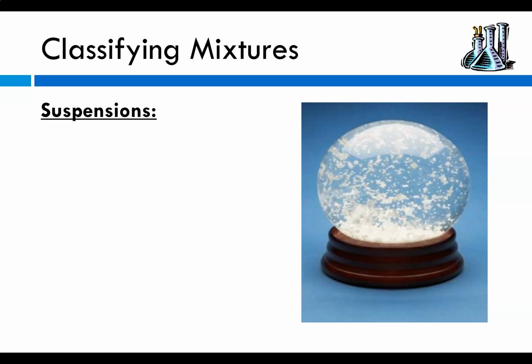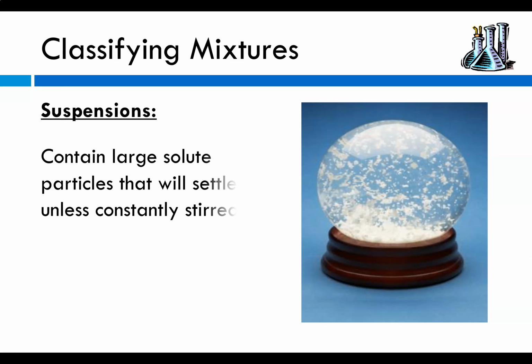Over time, those snowflakes are going to fall and settle at the bottom of the snow globe. A suspension is just that. You've got a mixture that contains large solute particles that will settle unless constantly stirred. Sure, you can keep that snow globe homogeneous if you're willing to sit there and constantly shake it, but once you stop agitating the mixture, those particles are too big to stay evenly distributed through the solvent, so they're going to settle out.